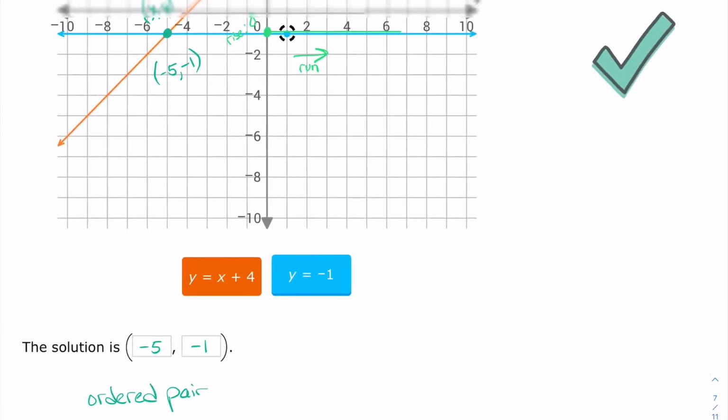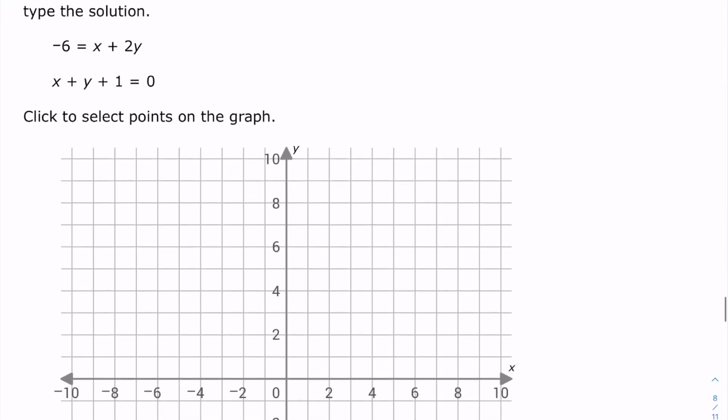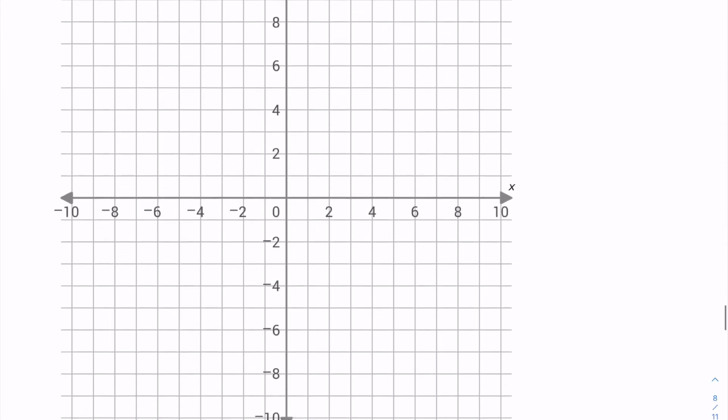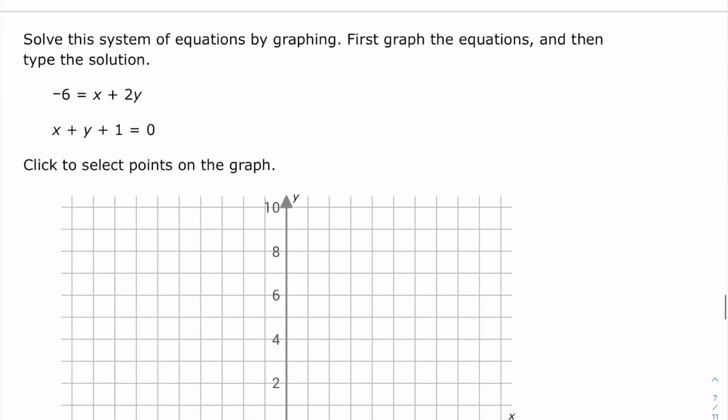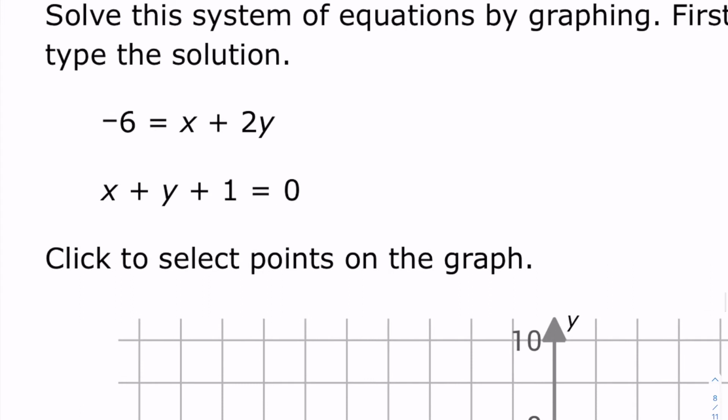All right. The next question. Ooh, this one's a little bit more difficult. We're going to have to rearrange some of this. This is going to be one of your most difficult lessons, I think. But it's okay, you got this. So let's rearrange this. So we have -6 equals x plus 2y. I don't like the form that that's in.